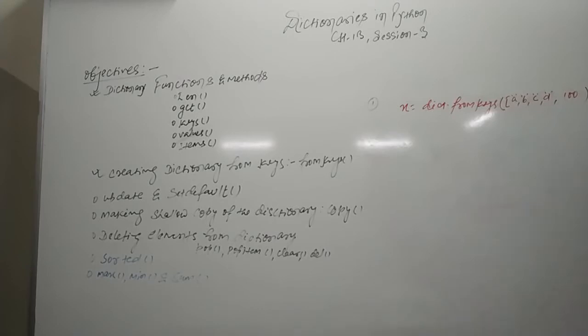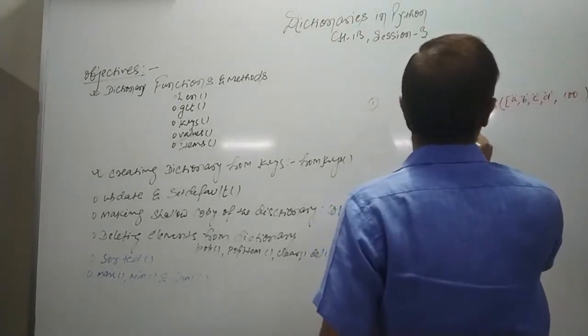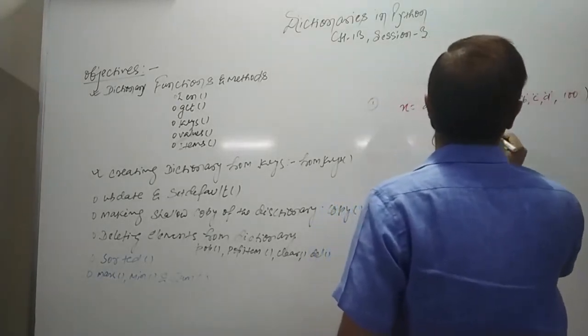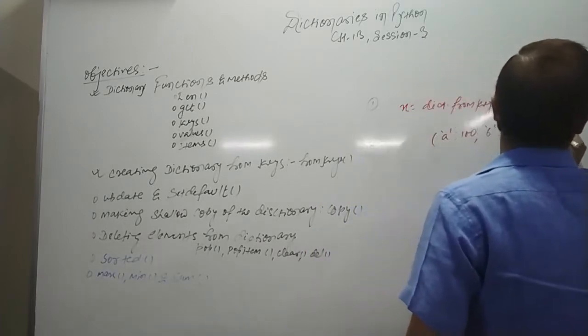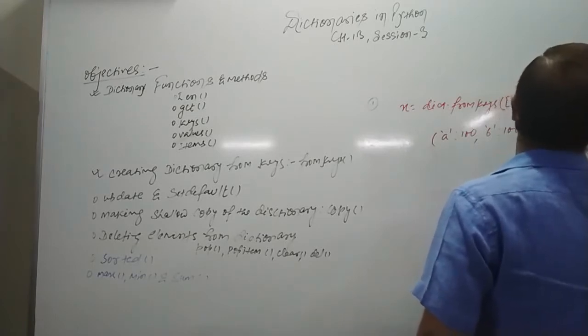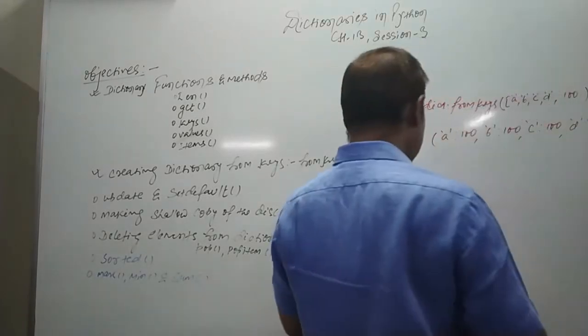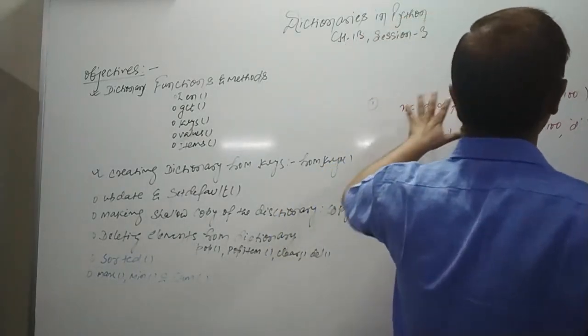As you can understand, your dictionary will look like this: you have A, then colon 100, you have B and then colon 100, you have C and then colon 100, and then you have D and again colon 100. This is the dictionary you will expect after using the dict.fromkeys method of the dictionary class.